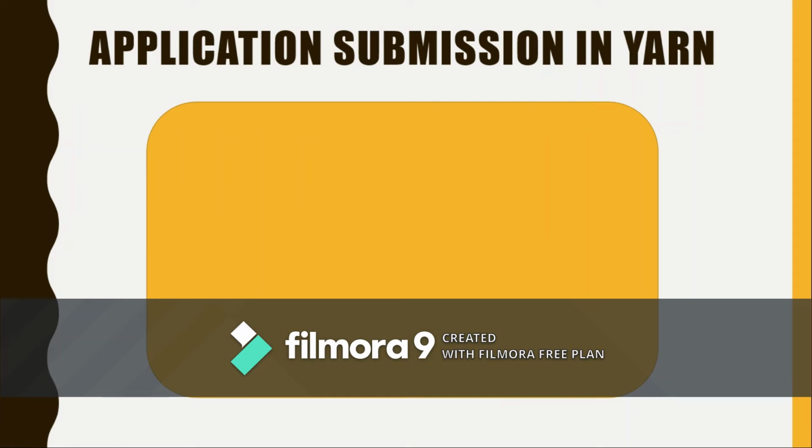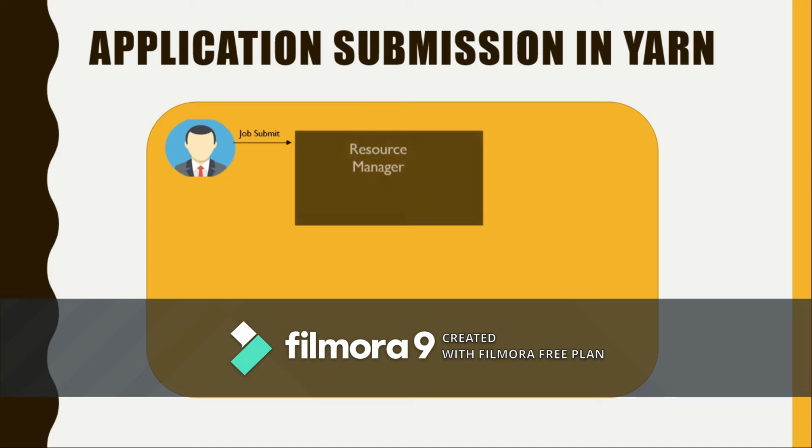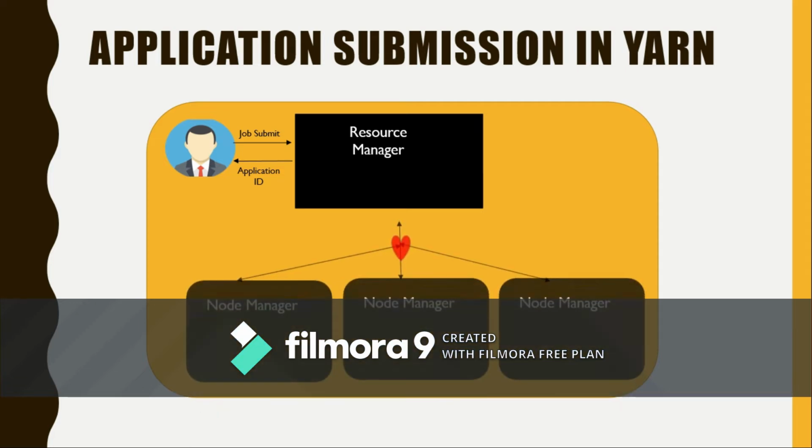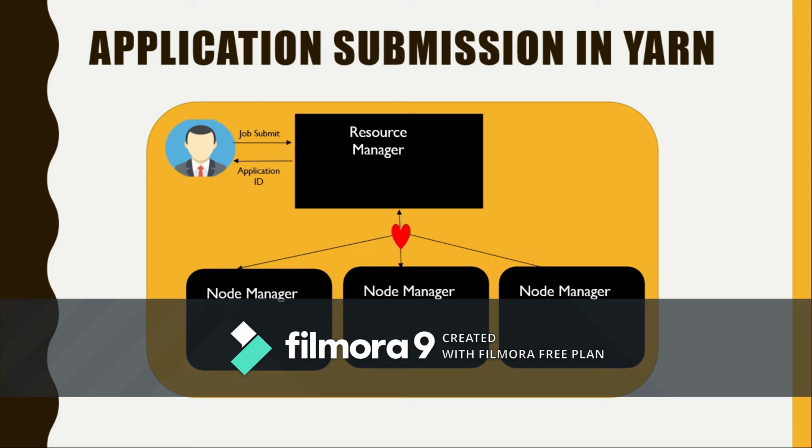We will understand what exactly happens in the background when we submit our job to the yarn processing framework. Let's consider this is our client machine or user who wants to process some XYZ file. So the client or user submits the job to resource manager. In return, resource manager provides an application ID to the user. All node managers act as slave machines for resource manager, ready to accept jobs to do the processing.